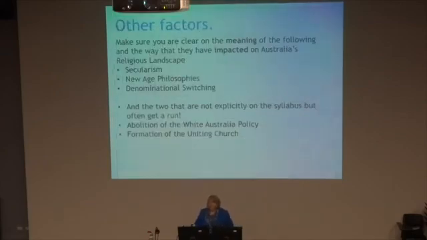What about some of the other factors? Secularism, New Age, denominational switching. And as I said, my two favourites that don't actually make it onto the syllabus but are so very important, the abolition of white Australia in 72 and the formation of the Uniting Church in 77.